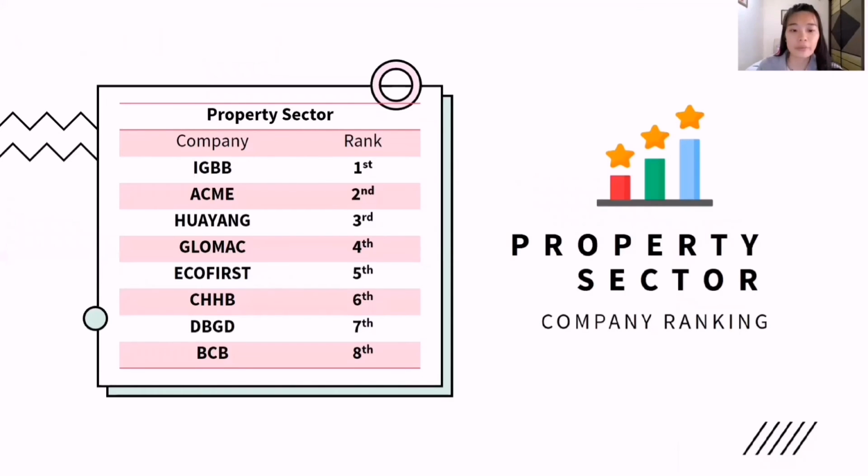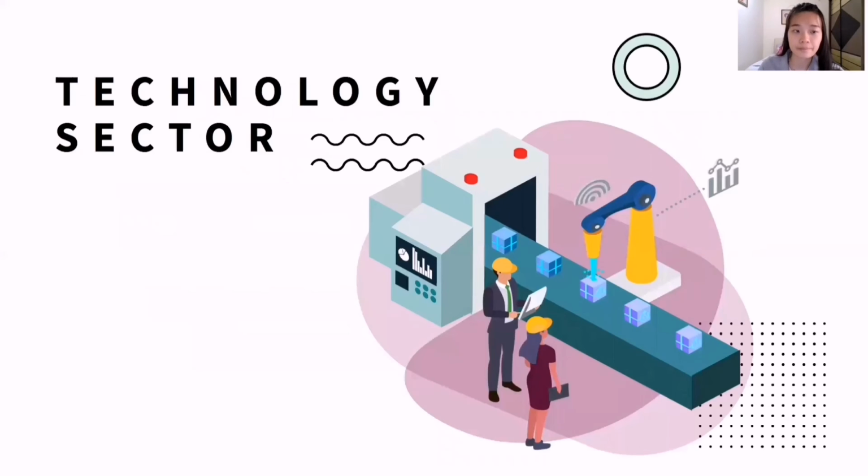Therefore, from the research findings, we can conclude the ranking of the companies' performance in the property sector as follows. The first three are IGBB, ACME, and Huayang, followed by Gromac, Ecofis, DHSB, DBGD, and BCB.